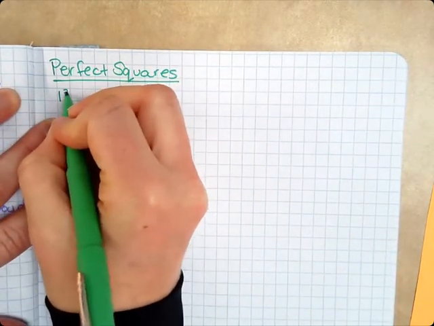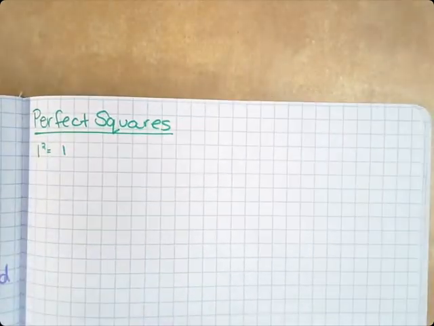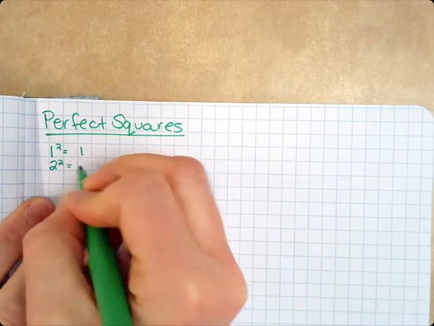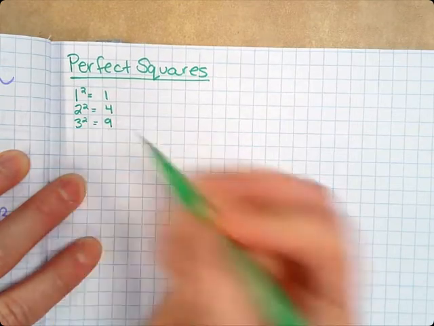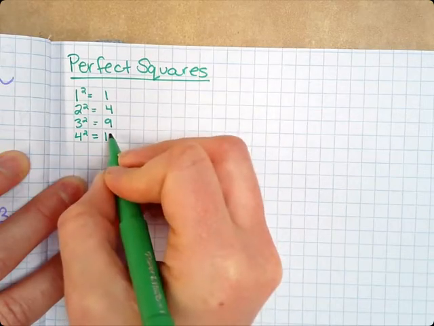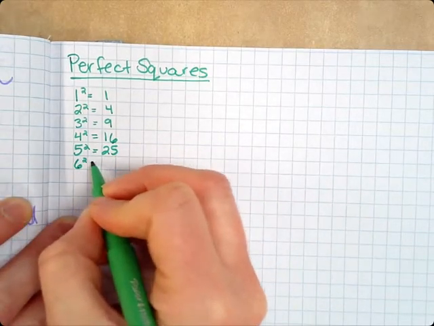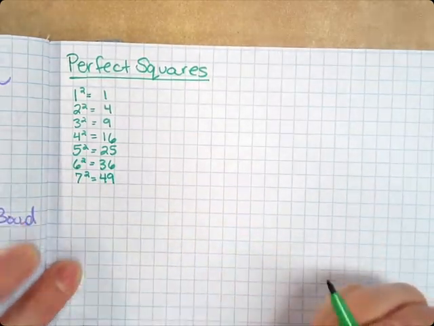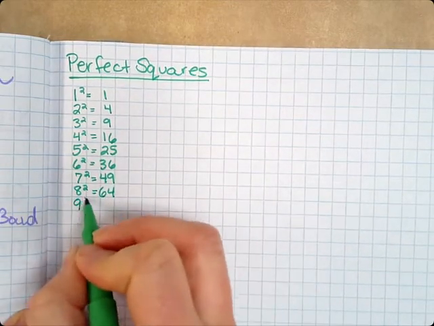So we'll list them out. So 1 squared is 1. We're going to list them all the way out to 20. 2 squared is 4. 3 squared, 9. 4 squared is 16. 5 squared, 25. 6 squared, 36. 7 squared, 49. 8 squared, 64. 9 squared, 81.